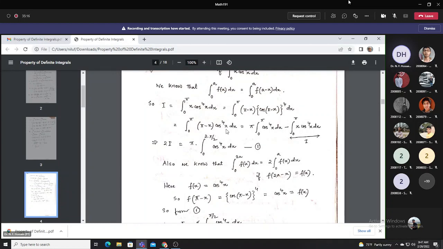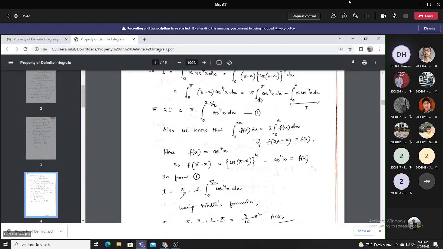Now you separate two terms. The first term will be pi into integration 0 to pi cos to the power 4x dx, and the second term will be integration 0 to pi x into cos to the power 4x, which is exactly the same thing from which we started. It is nothing but I. So we can take it to the left side. So in the left side, you will have now 2I, and in the right side this. Now let us write this pi as 2 into pi by 2.